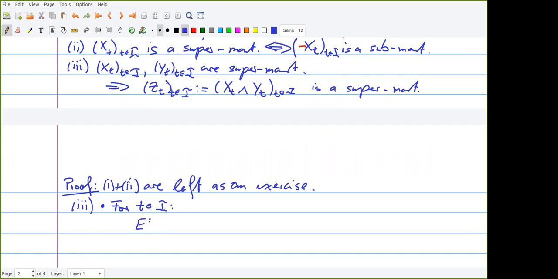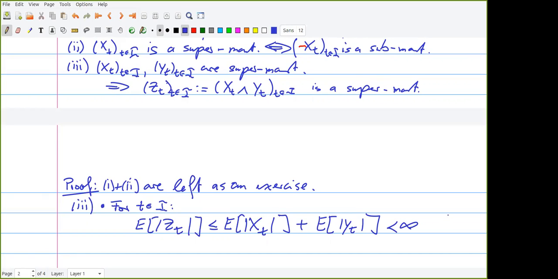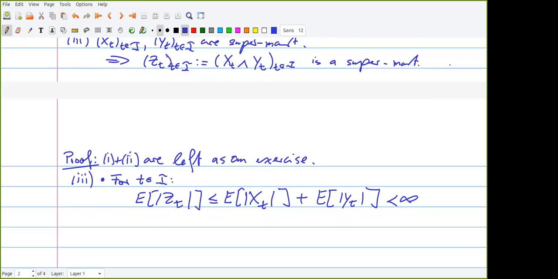Right. So what we want to check is that the absolute value of Z at time t integrated has a finite value. Well, so we want to estimate the minimum from above, which can be done by the sum. Right, so we can estimate this by the sum of the absolute value of the integrals from X and Y. And this is finite by definition because X and Y are supermartingales. Right?